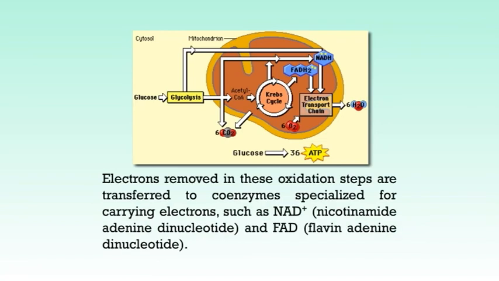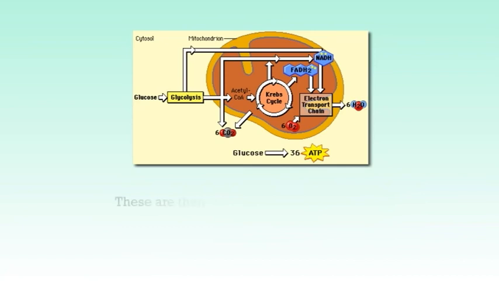Electrons removed in these oxidation steps are transferred to coenzymes specialized for carrying electrons such as NAD+, which is nicotinamide adenine dinucleotide, and FAD, which is flavin adenine dinucleotide. These are then reduced to NADH and FADH2. The reduced form of these coenzymes can transfer protons and electrons to other molecules, thereby reducing them.